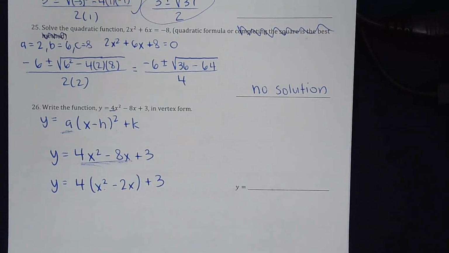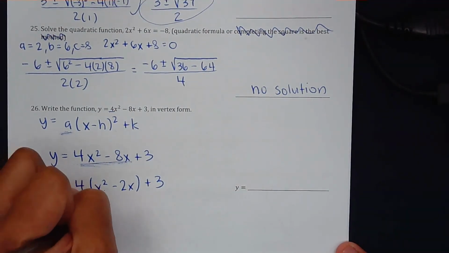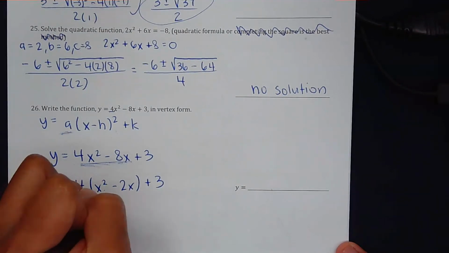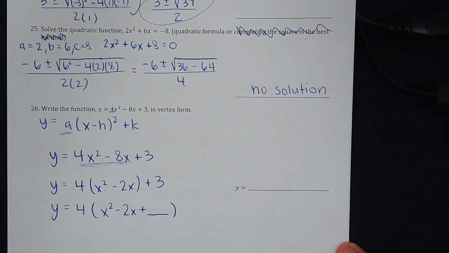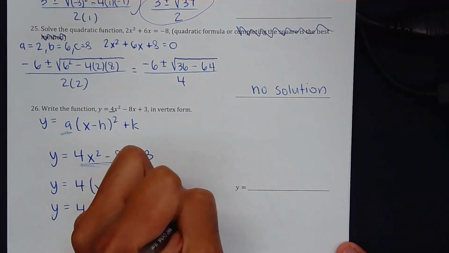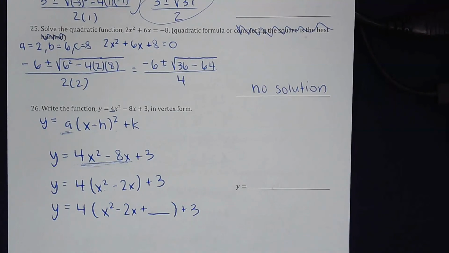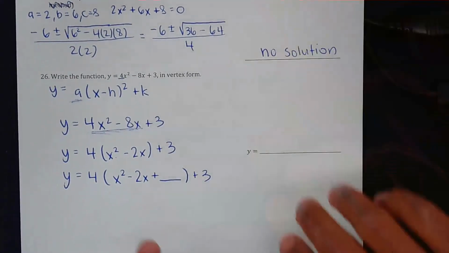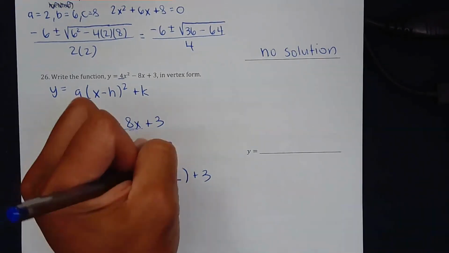All right, now we go ahead and complete the square. Complete that blank space. Y is equal to 4 times x squared minus 2x plus that blank space. Plus 3 on the outside. Let's bring that down. Remember the blank space. You go ahead and divide that by 2. Negative 2 divided by 2 gives us negative 1. Negative 1 squared, or negative 1 times negative 1, gives us 1.